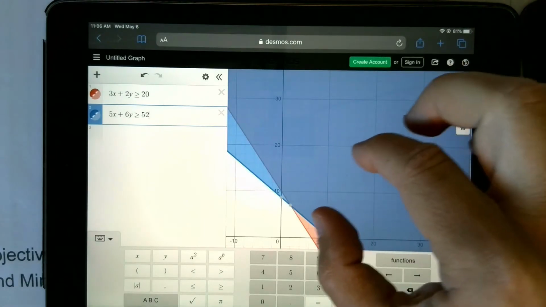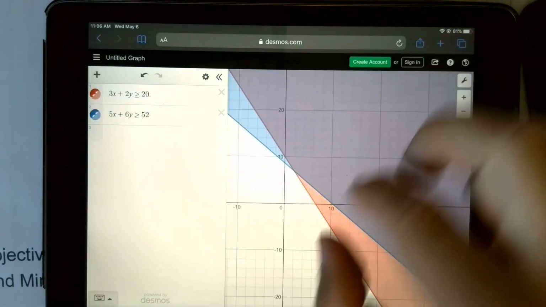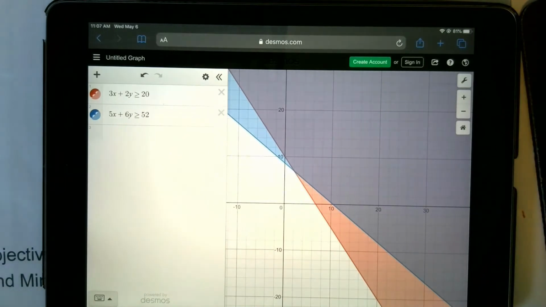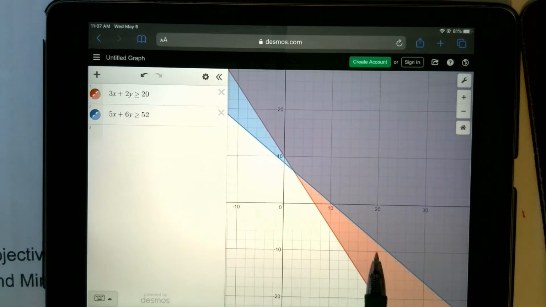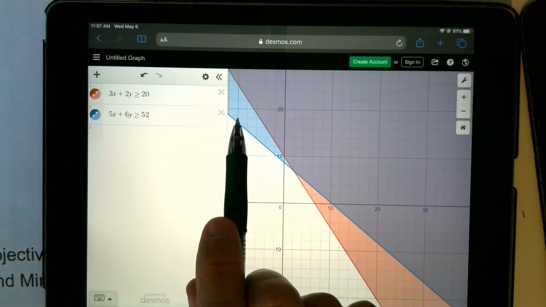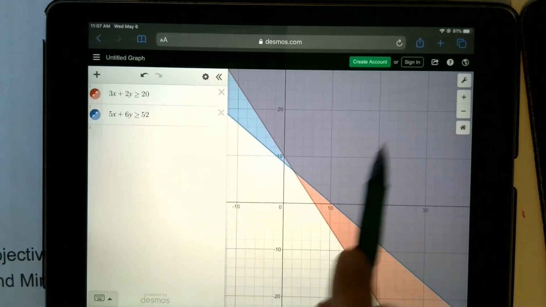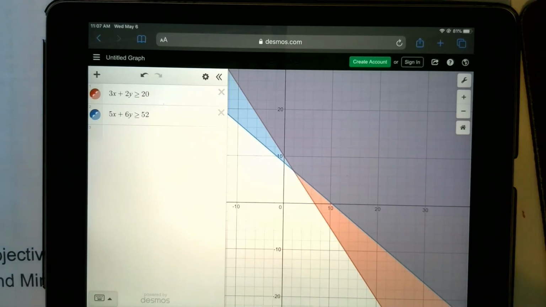And now you can see, and that's what's great about this program, just like what I showed you a few minutes ago, points that are over here, right in this area, don't work for either of the inequalities. This one works for the red one, or the first one. This point right up here works for the blue one, or the second one. And all these points over here work for both of them at this time.